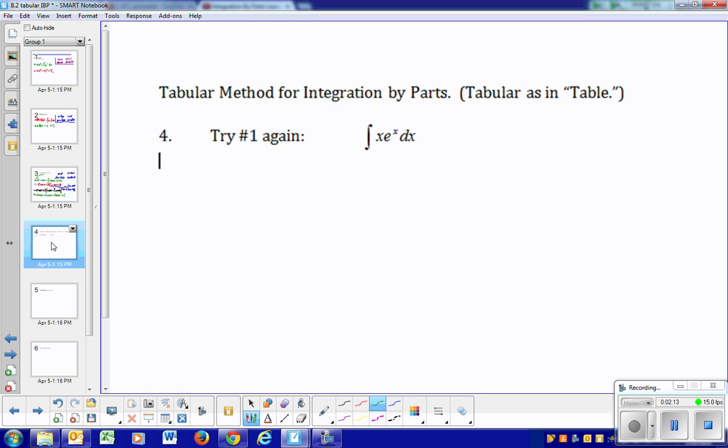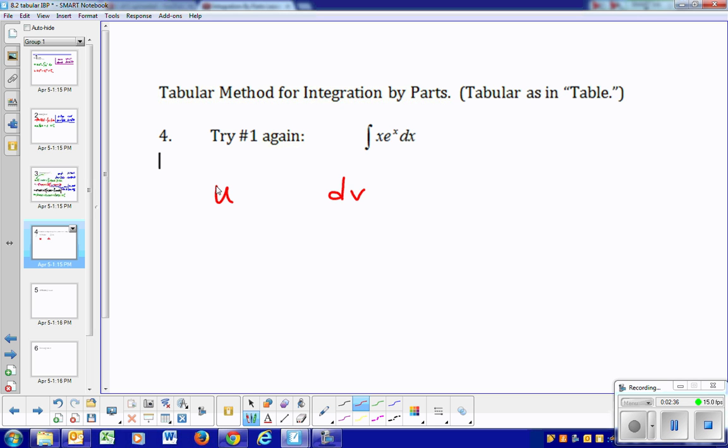You can use tabular integration by parts even on questions that don't require more than one layer of integration by parts. And so I'm going to do example 1 from your notes a second time. And you can just see that it works out, even though you only need one layer of integration by parts. So the way that you set up your table, or the way that I set up my table anyway, is to write U and dV.